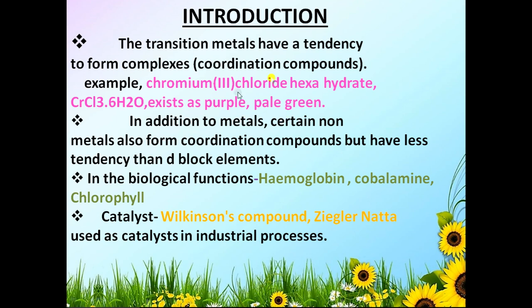For example, chromium(III) chloride hexahydrate. Here hexa means 6, and hydrate means water molecules. So 6 water molecules are attached to the chromium chloride. This is the formula for chromium(III) chloride hexahydrate. The color of that compound may be purple, pale green or dark green.